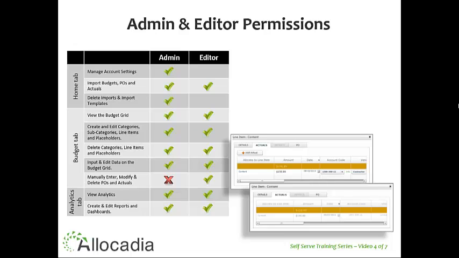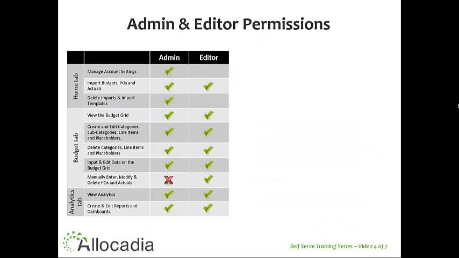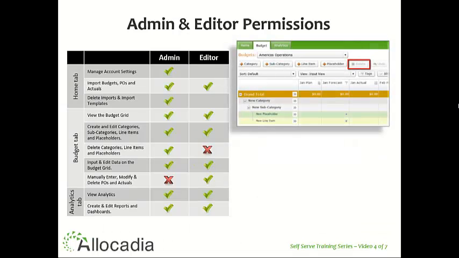In Allocadia, we provide editors the freedom to manage their budget, such as creating marketing spend activities like categories, subcategories, and line items, aka rows. When multiple editors share a budget, you may want to restrict their ability to delete rows to prevent one user from deleting another user's marketing activity.